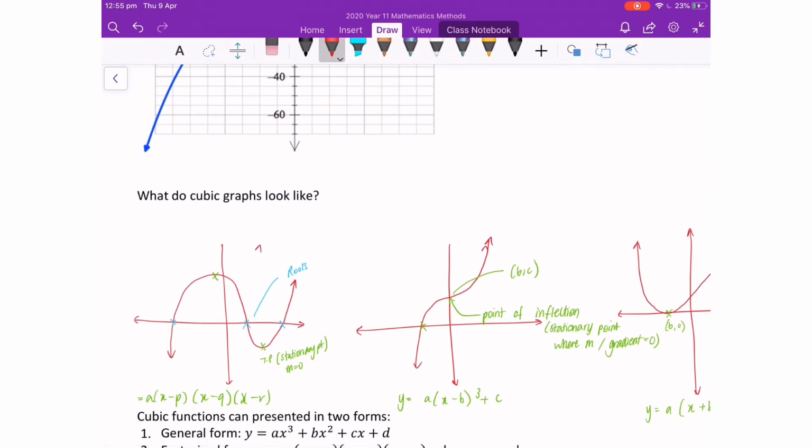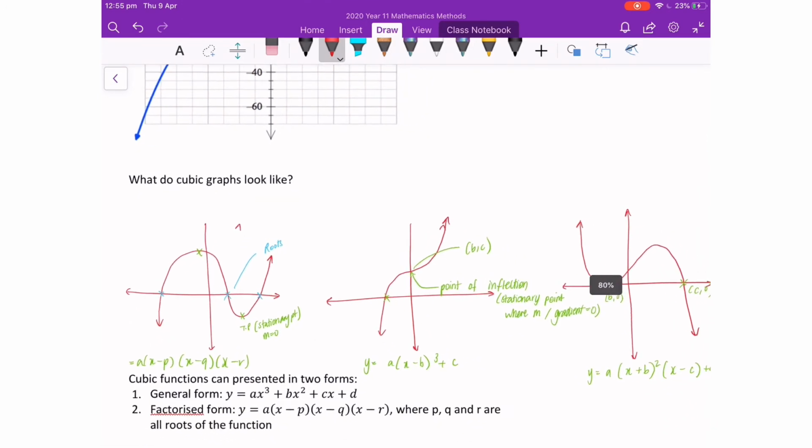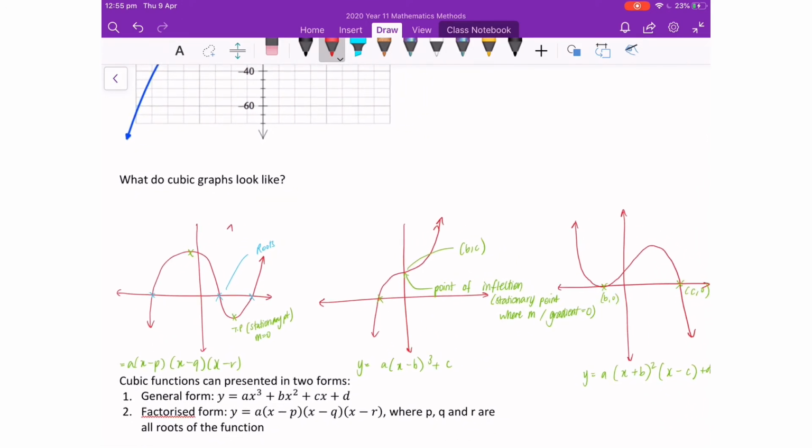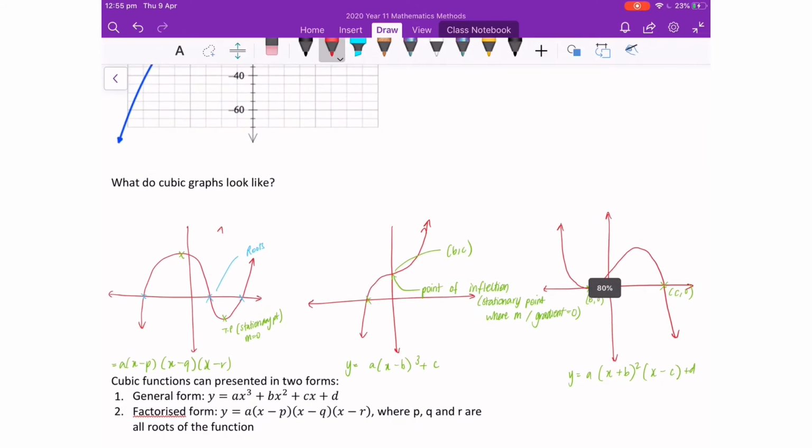Now I want to just show you, what do they look like? What can cubic functions actually look like? There are a few different forms here. Similar to quadratics, you have several forms that the function can be in. So this is kind of the few different ways it can look.